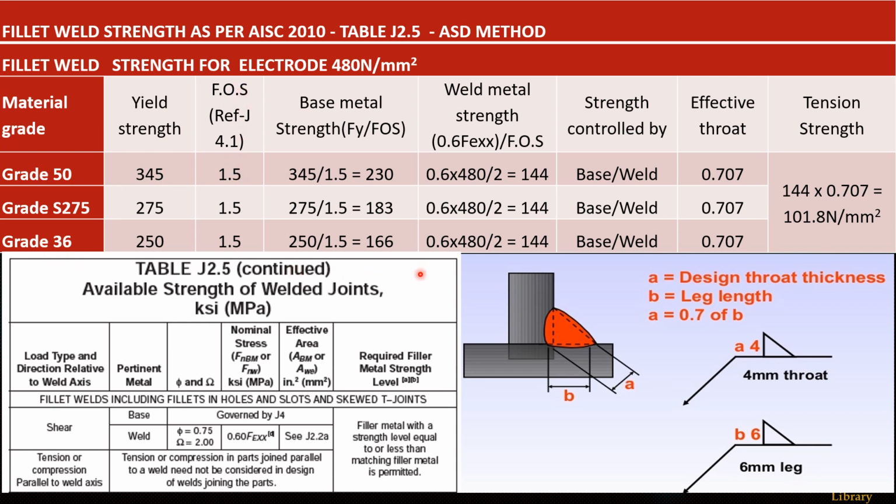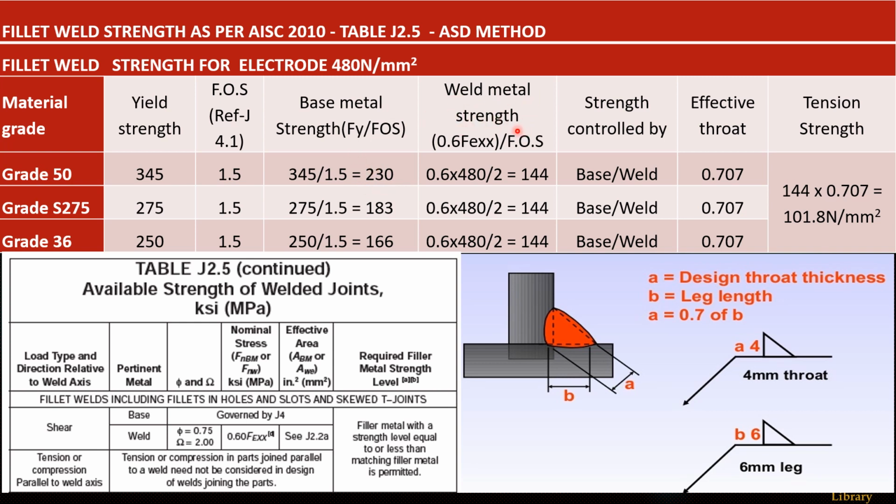You can see this tabular column, Table J2.5, for shear. For base metal, the factor of safety is governed by Section J4. So as per Section J4, the factor of safety is 1.5. So the final base metal strength is 345 divided by the factor of safety, which is 230 N/mm². Then we will see the values for weld metal strength.